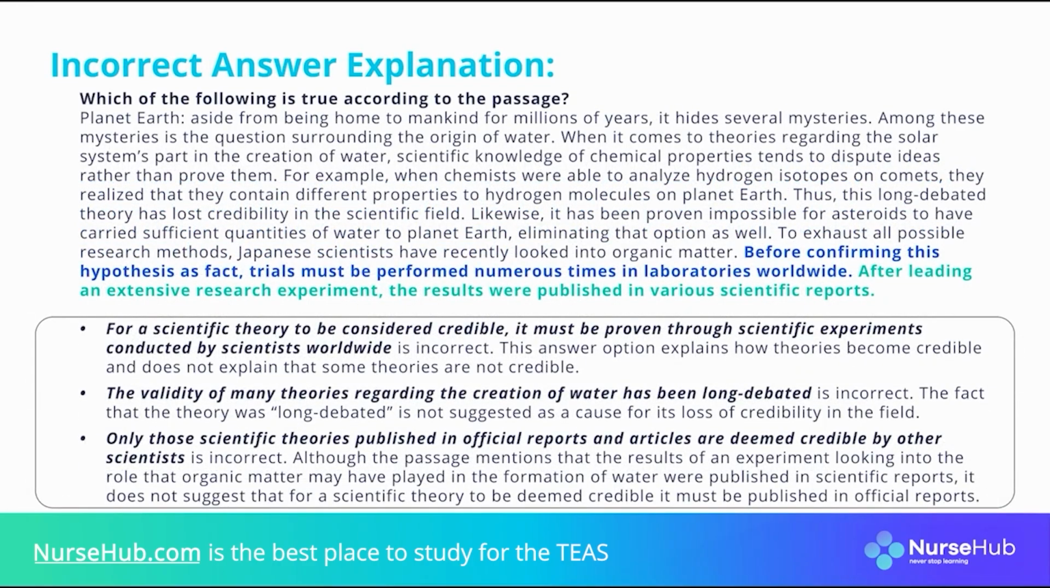Here is the first incorrect answer. For a scientific theory to be considered credible, it must be proven through scientific experiments conducted by scientists worldwide. So this answer option explains how theories become credible, but does not explain that some theories are not credible.